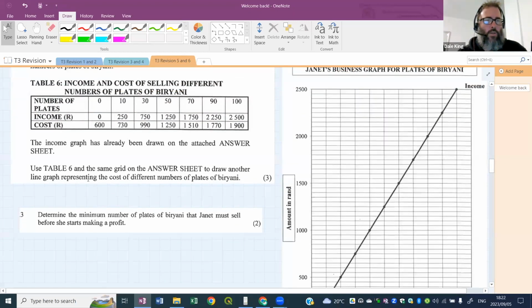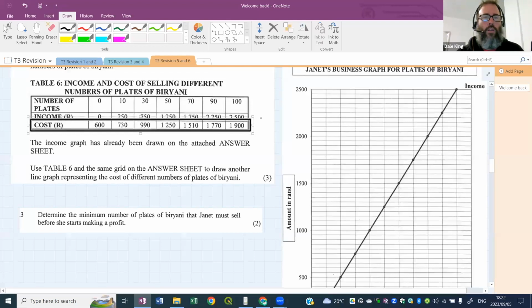Now let's read the question over here. It says use table 6 and the same grid to draw another line graph representing the cost of different number of plates of biryani. So now we've got to fill in the cost line. Okay, so this line here that comes in the table is what we've got to put down on the graph. So we're just going to plot those points.